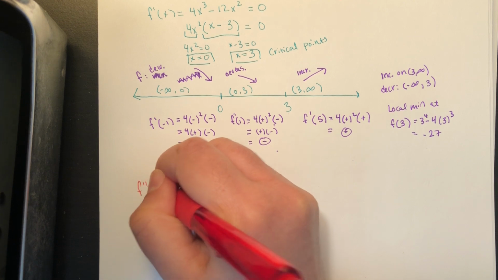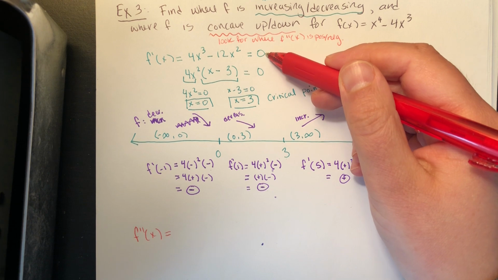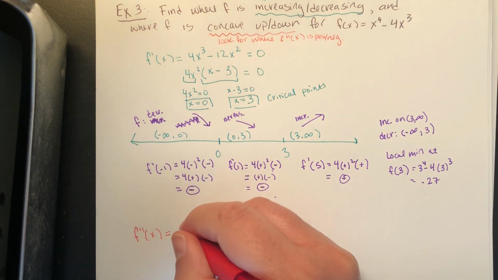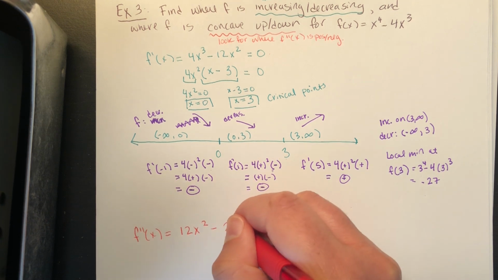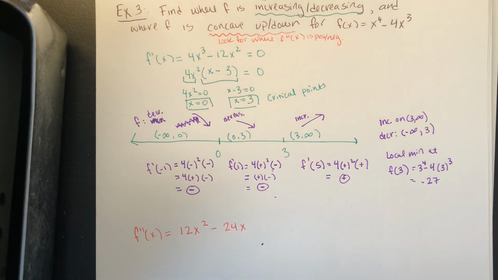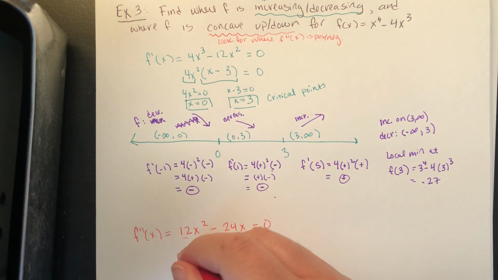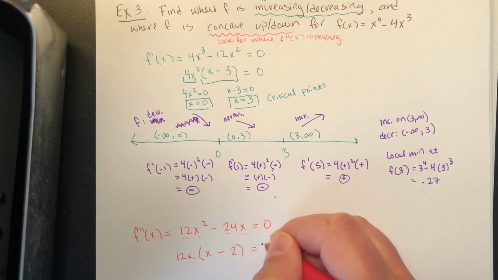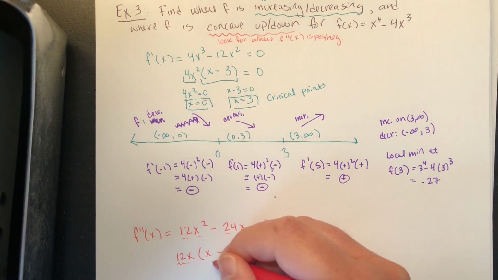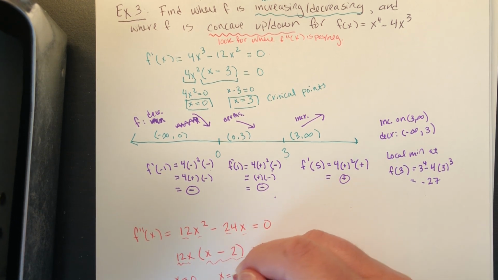So the second derivative of x is the derivative of f prime, right? F prime was 4x cubed minus 12x squared. So the derivative of that would be 12x squared minus 24x. Again, this is defined everywhere, so I just need to set it equal to 0 and solve. I can factor out a 12 from both of these, and I can factor out an x. So this is 12x times x minus 2. Setting each one of these factors equal to 0, I get possible inflection points at x equals 0 and at x equals 2.